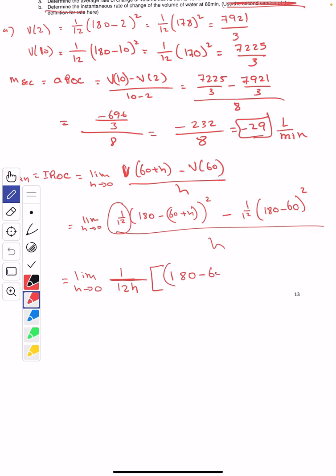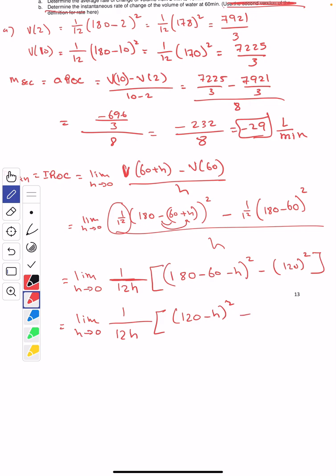And I'm going to remove the bracket from inside here, so I'm going to multiply that negative in. 180 minus 60, that's 120. So I still have the 1/12h on the outside. I'm going to simplify this, so that's going to be 120 minus h squared. Look how nice and more clear this is.